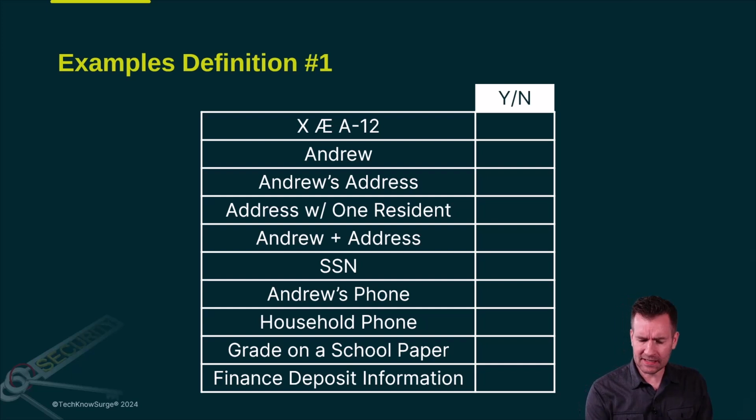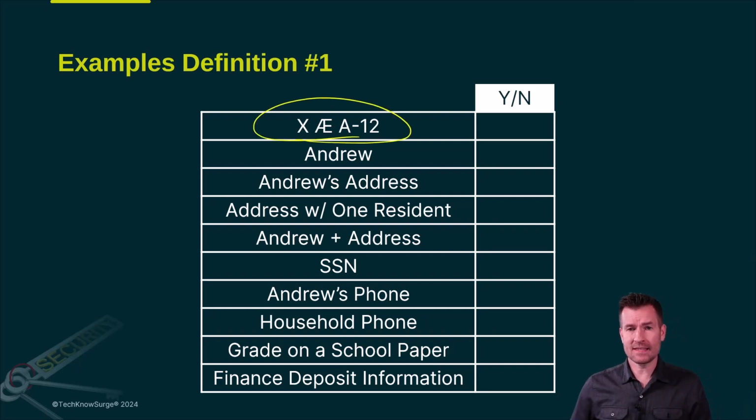So in this first example, this is somebody's name. This is actually Elon Musk's child's name. He named one of his kids this, which I can't really even pronounce. So this is somebody's name here. And is it personally identifiable information? Well, yes, it is. That identifies a specific person.